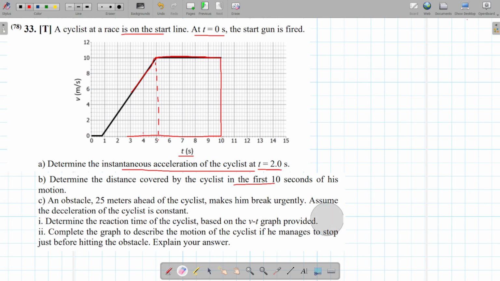When they say reaction time, it basically means how long it takes for the cyclist to start moving. In this case, they're saying the reaction to the sound of the gun at the start of the race. If you see here, there's a 0.8 second period where he's not moving. This is the period of when the gun is being fired. So his reaction time is 0.8 seconds.